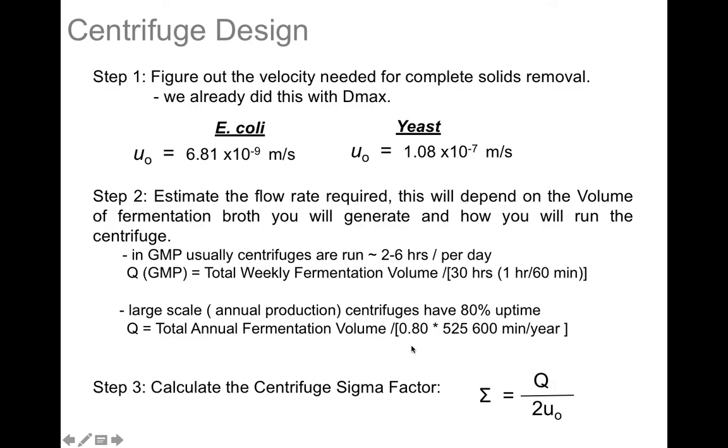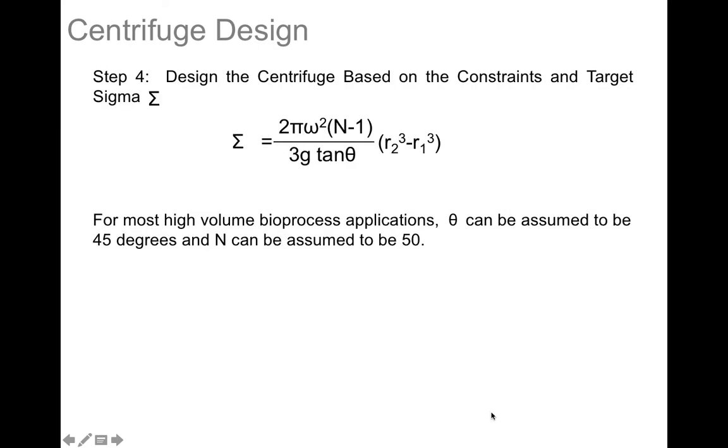In a large scale process, you're talking about an industrial fermentation for a chemical. Centrifuges have about 80% uptime annually per year, and so you can calculate the total time divided by the total annual fermentation volume. So once you have an estimate of the flow rate you need and you know the sedimentation velocity you need to achieve based off of your cell type, you can calculate the sigma. And then we can design our centrifuge based off of that sigma.